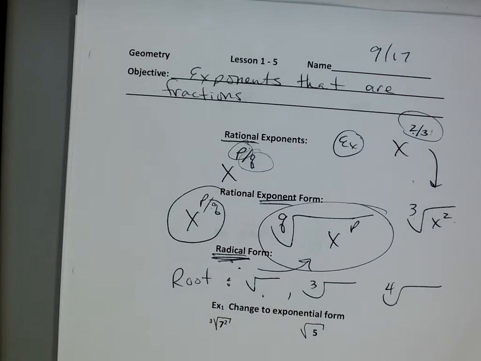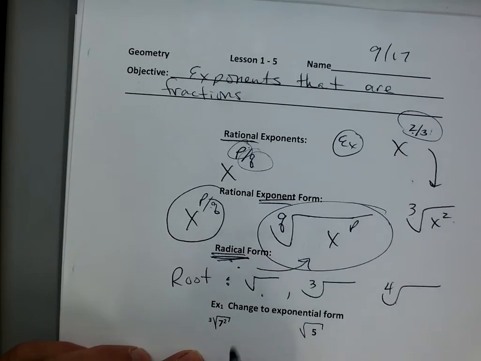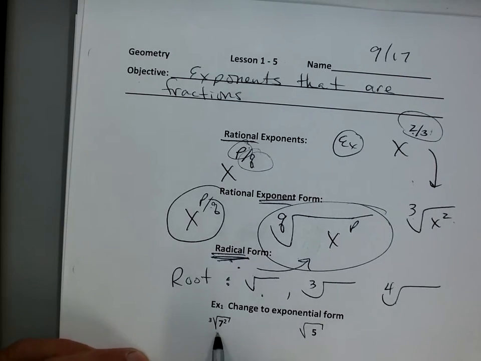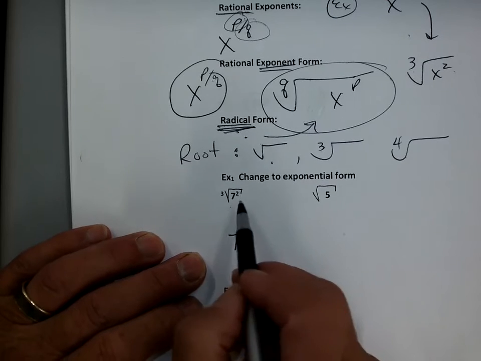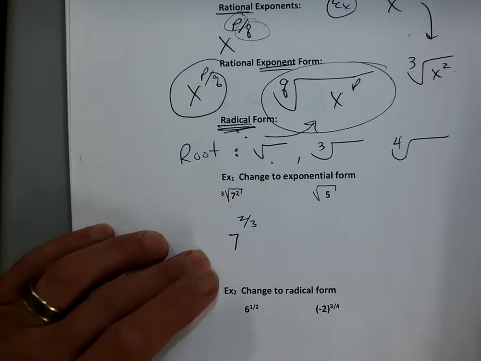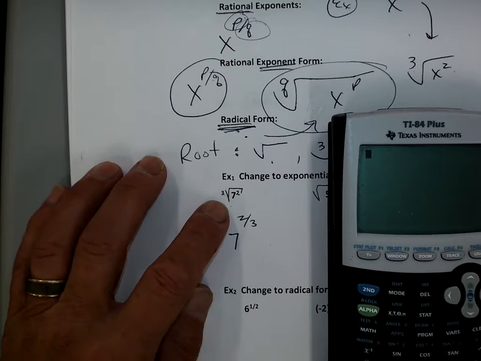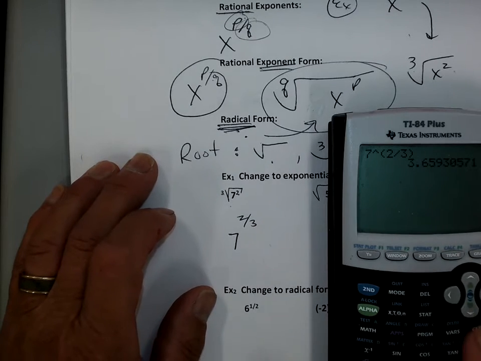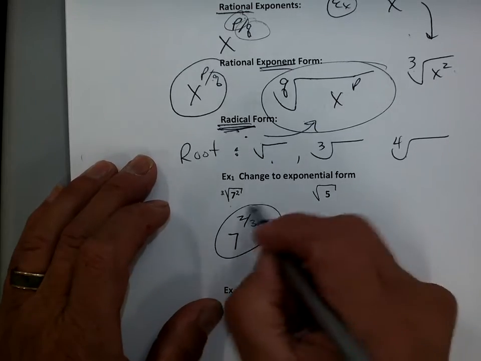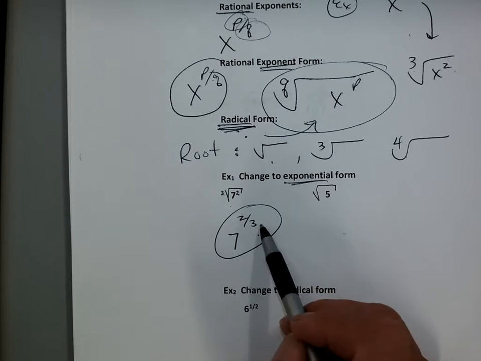Okay, so let's take a look at example 1. Change to exponential form, okay? So all we're going to do is rewrite it. We're going to take 7, that's our base, 7 is our base, to the 2/3 power. Boom. Now if you want to do that on your calculator, you're going to get an ugly, ugly thing, but you can go 7 to the 2/3 power. Ugly, ugly, ugly number. Okay? That's it. Exponential form. Took this and it has an exponent. 2/3 has an exponent, okay?